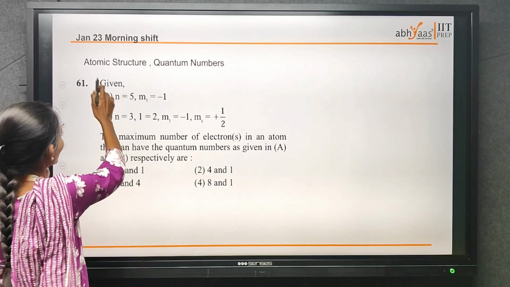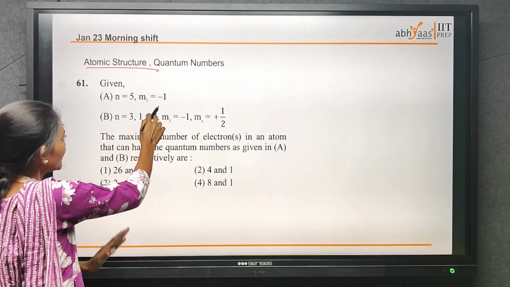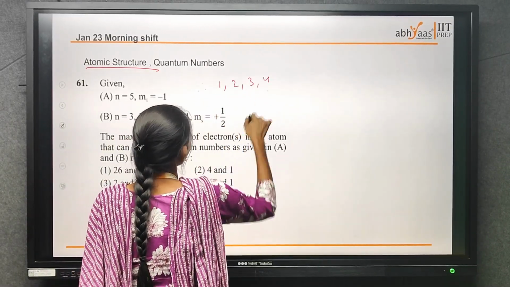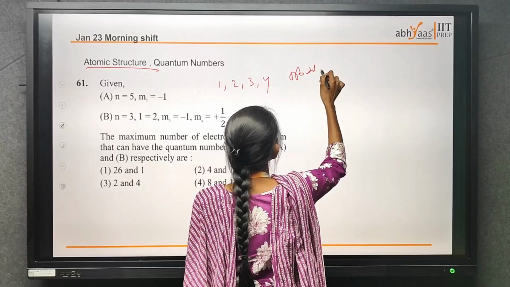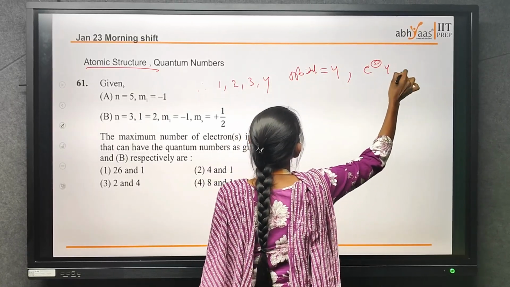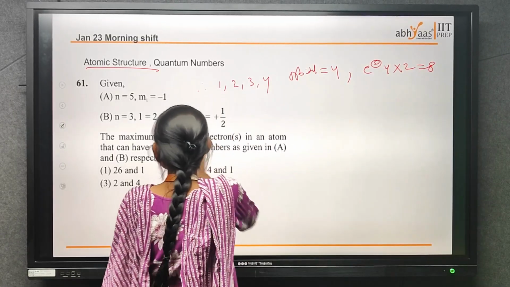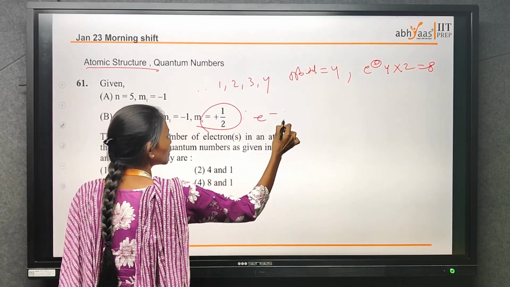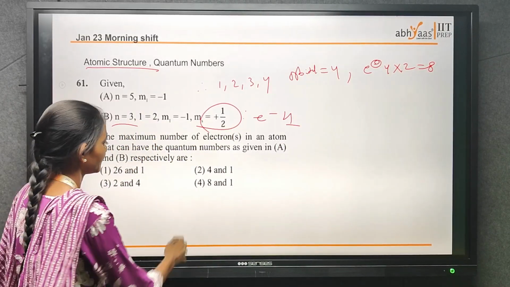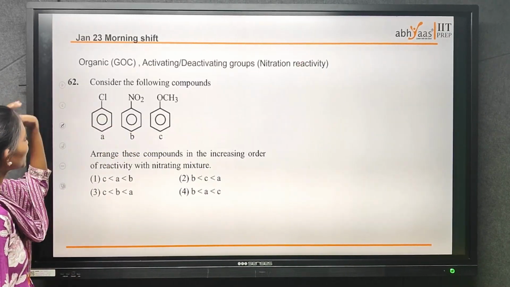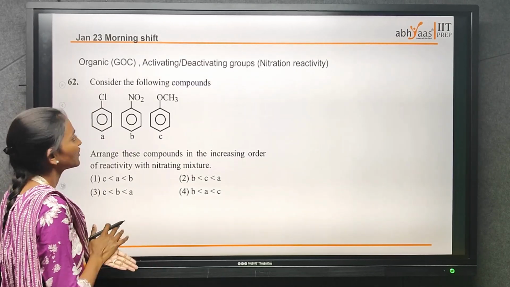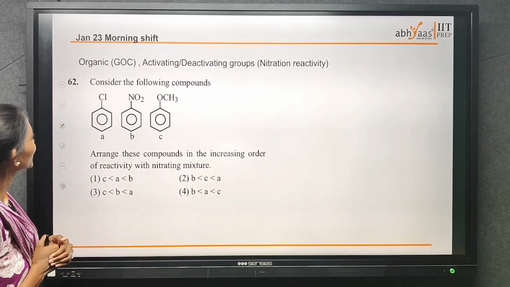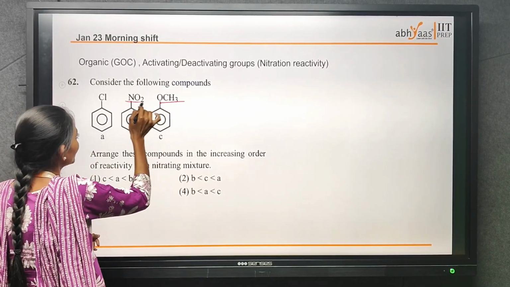This question is asked from atomic structure. Let's assume that given n is equal to 5 and m is equal to 1. Let's write the possible values. How many are you getting? 1, 2, 3, 4. And the orbitals, how many? Here itself 4. And your electrons, 4 into 2, 8 you are getting. But in this case, n is 3, l is 2 and spin is plus half. Therefore, here the electron is having only 1. Therefore, the answer will be 8 and 1. Simple and easy question. Moving on to the next question, you need to identify whether it is electron withdrawing or electron donating, in that way you can answer easily. See, you are having methoxy, nitro and chlorine.